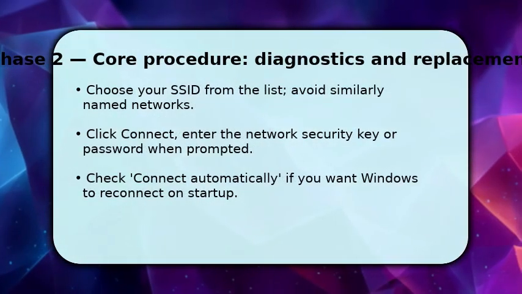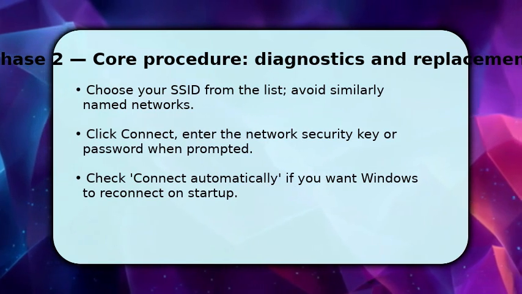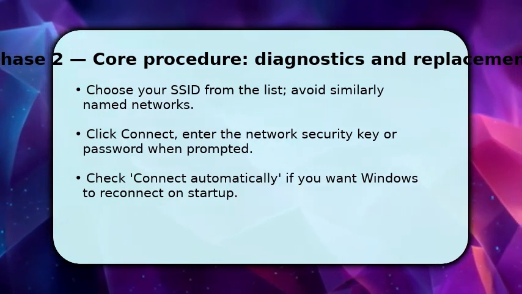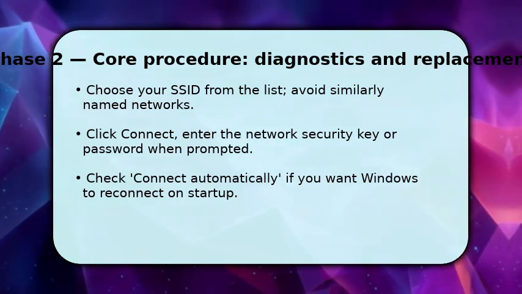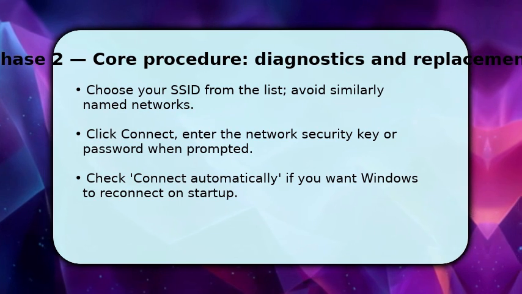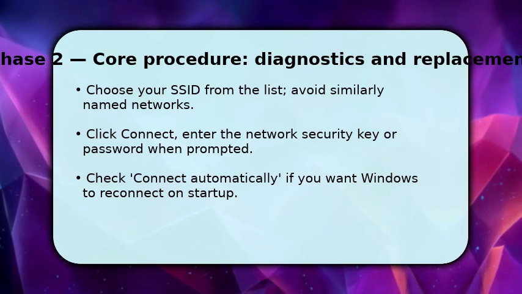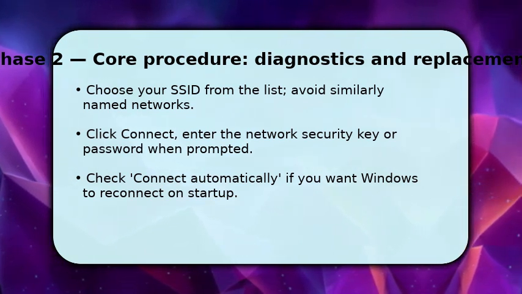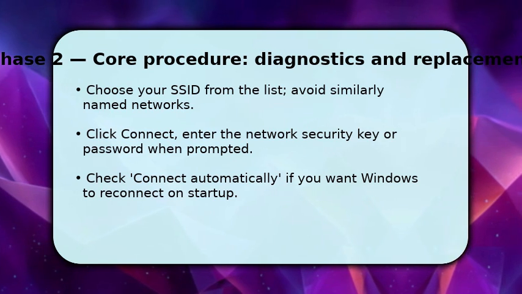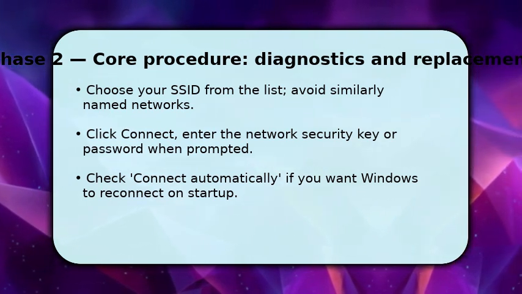Once you see available networks, select your SSID carefully. Similar names can be confusing. Click Connect. When Windows prompts, type the network security key exactly, paying attention to capital letters and special characters. Make sure to toggle Connect automatically if you prefer seamless reconnection. If it's a public network, leave that off.